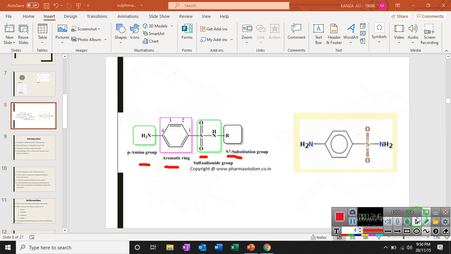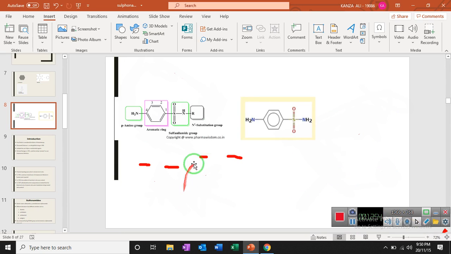Here we can say that if the SO2NH2 is present before NH2, then the NH2 will be at its para position.